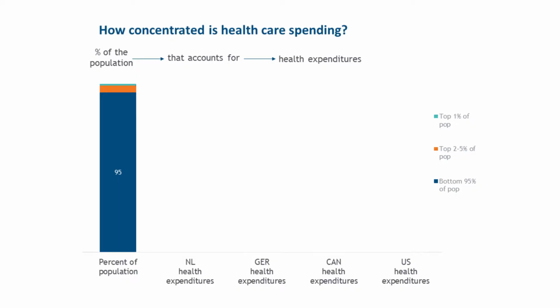So the first question we looked at was, how costly are these patients? And first we looked at this from a relative perspective, looking at how concentrated healthcare spending is in the top 5% and the top 1% of the population. What you see on this slide is, in green, the top 1% of the population, orange, the top 2 to 5%, and then blue is the bottom 95% of the population.